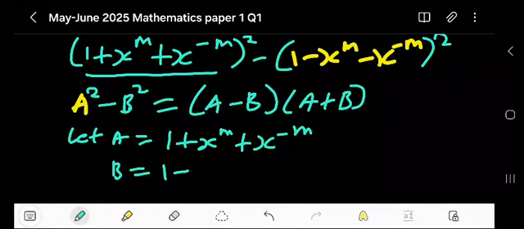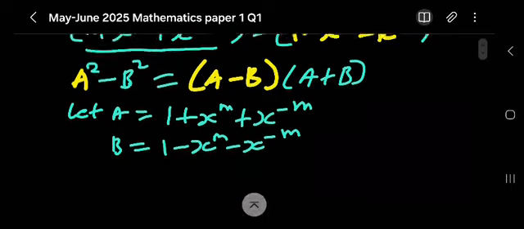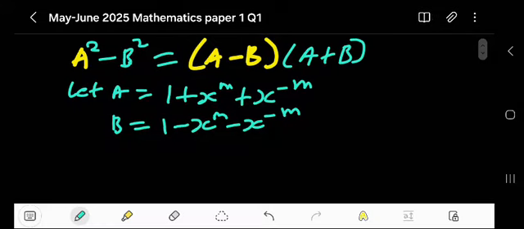Now we have minus x raised to the power of m minus x raised to the power of minus m, like this. So then I can use this now. Remember, I can take it step by step and insert that. Now remember, I have those brackets. What about a minus b? I want you to understand this.